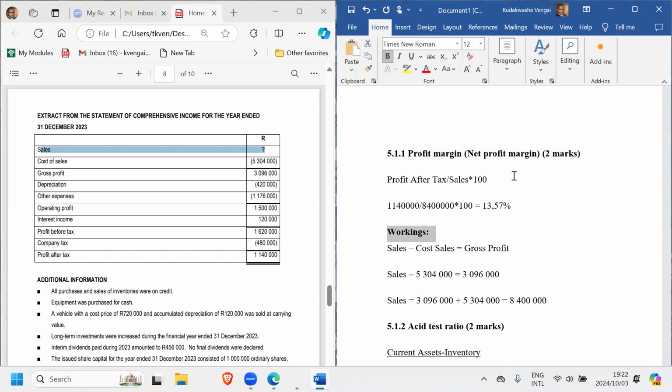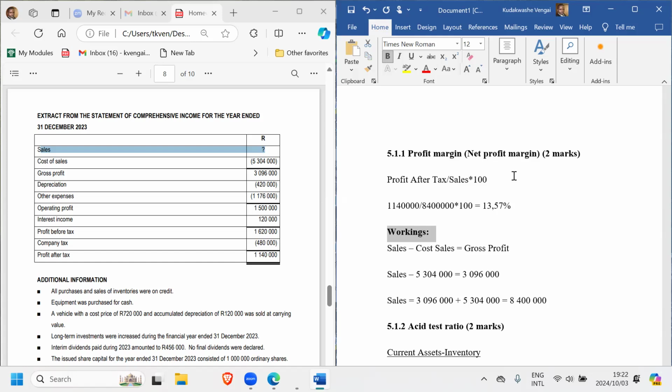So that's where we got our sales of 8.4, where we said sales minus cost of sales is equal to gross profit. He has given us the cost of sales. He has given us the gross profit. So I can calculate the sales quite easily. And then I got an answer of 13.57%.